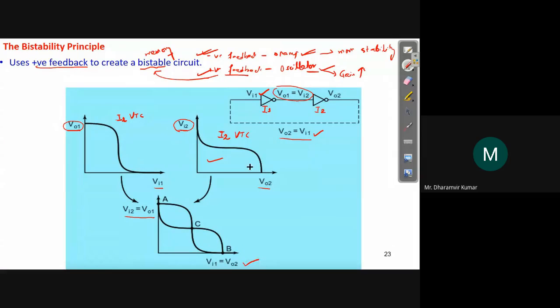When these two curves are mapped onto each other, we get this kind of diagram. So when these two VTCs are mapped onto each other, we get 3 points where they intersect: point A, point C, and point B. Points A and B lie on the y-axis and x-axis respectively, and point C lies in the middle region between the axes. So this is what you will get when you merge these two VTCs for these two inverters.